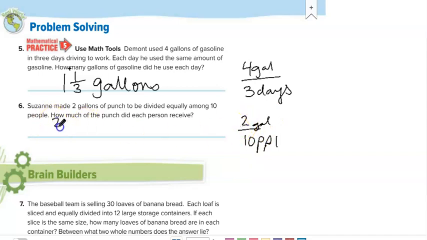So you can write 2/10 of a gallon, but this is actually not in simplest form, which we haven't gotten to yet, so I wouldn't mark it wrong. But once we do get to it in your test, you will need to put it into simplest form. I know 2 and 10 share a common factor of 2. So 2 divided by 2 is 1, and 10 divided by 2 is 5. So 1/5 gallons.